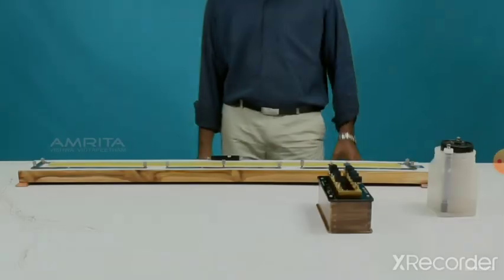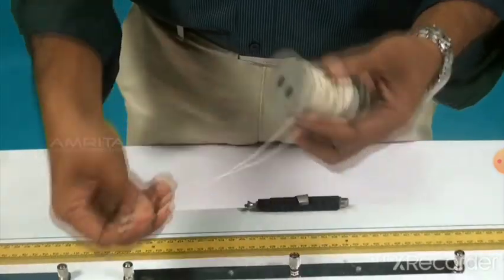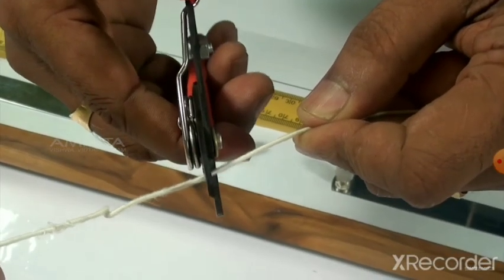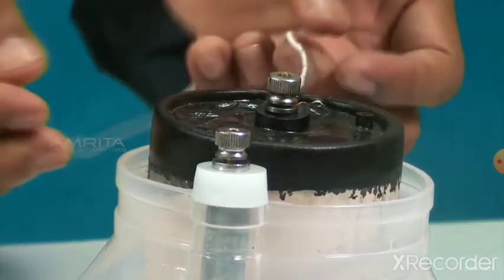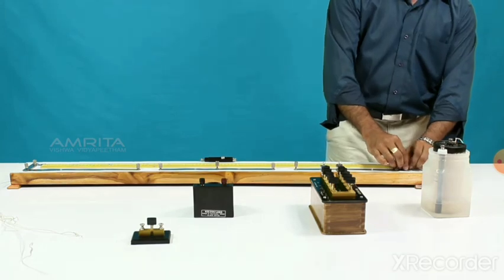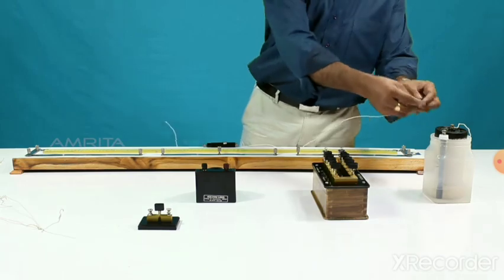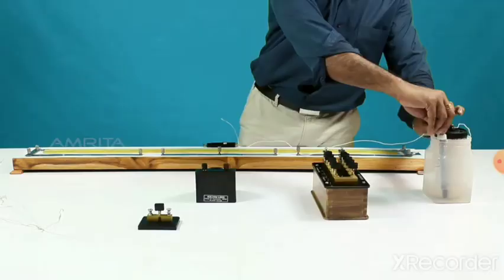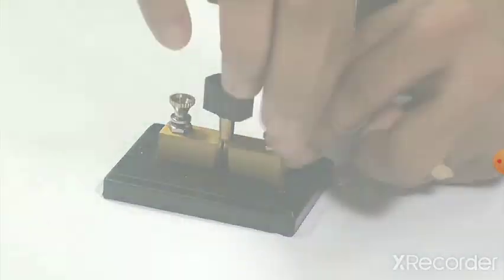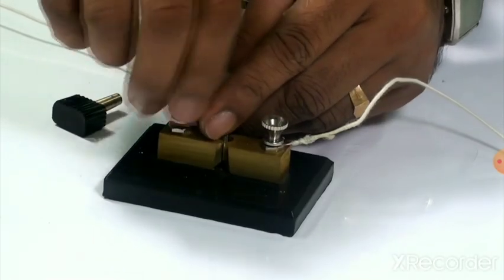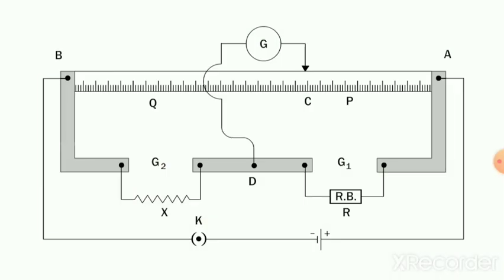Procedure: first, make the connections as shown in the circuit diagram. Take a connecting wire and cut it using a wire cutter. Connect one end of the wire to the positive terminal of the Leclanché cell and the other end to terminal A of the meter bridge. Now take another connecting wire and connect it between the negative terminal of the Leclanché cell and one end of the key. The other end of the key is connected to the terminal B of the meter bridge with another connecting wire.